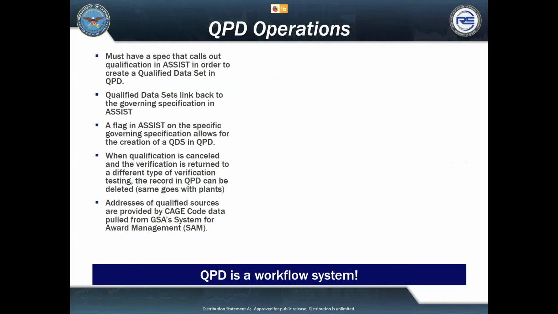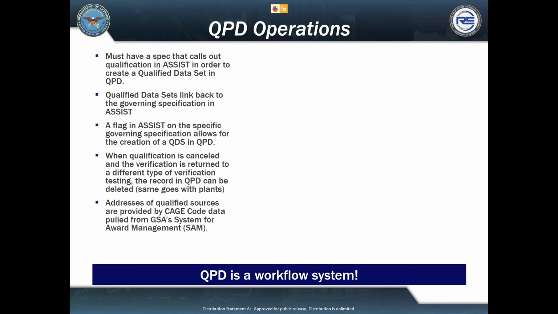So in terms of the operation of the system, there are several things you have to have when putting in a qualifying activity or a qualifying management activity. One, you have to have a spec in the ASSIST that is designated as having a QPL requirement before you can build the shell of a QPL within the QPD. All of those data set links, if you noticed early on in my presentation, do go back and bring a hyperlink up to the initial governing specification.